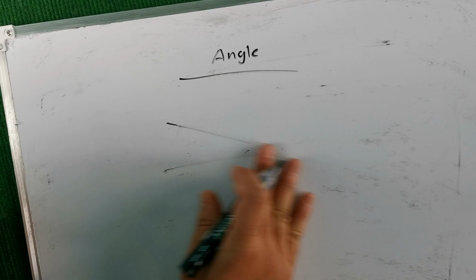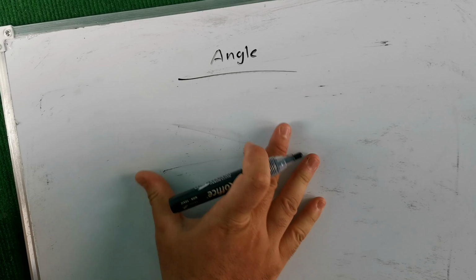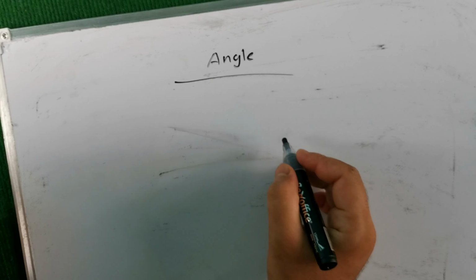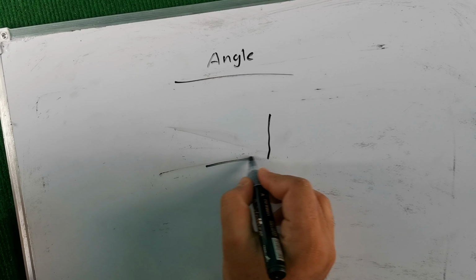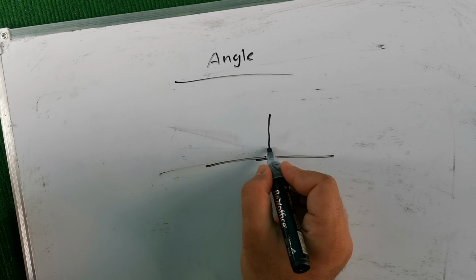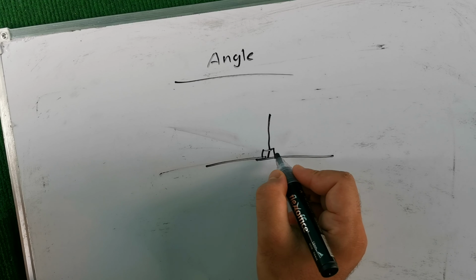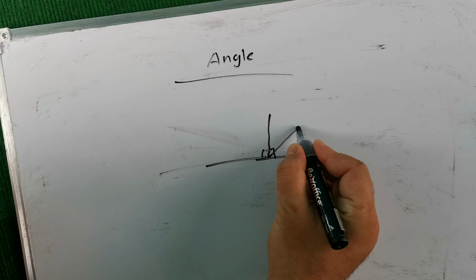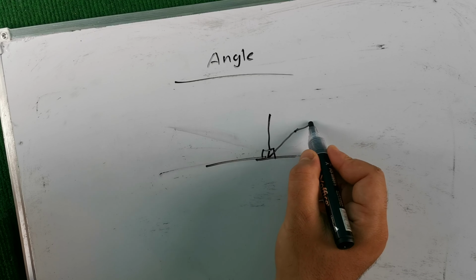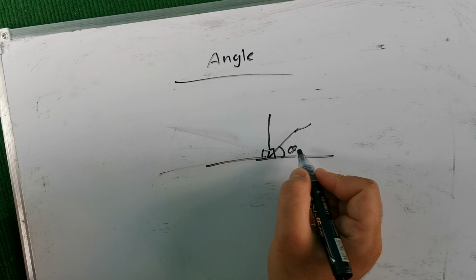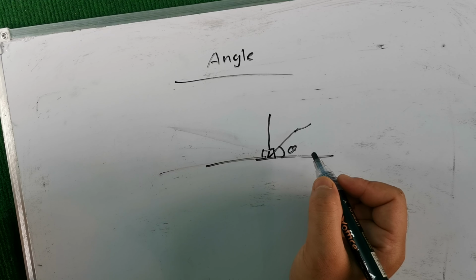And what is known as acute angle? Acute angle is, this is 90 degree. And acute angle is less than 90 degree. Those angles which are less than 90 degree are known as acute angles. You have to understand this. It will come in exam.